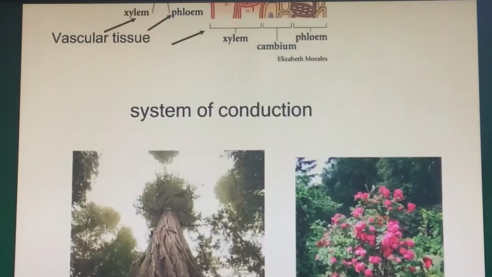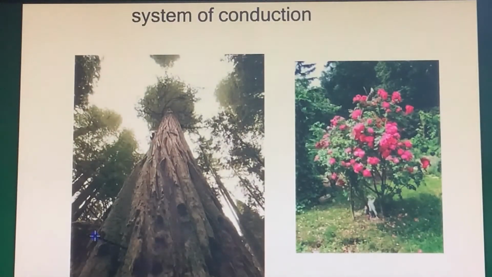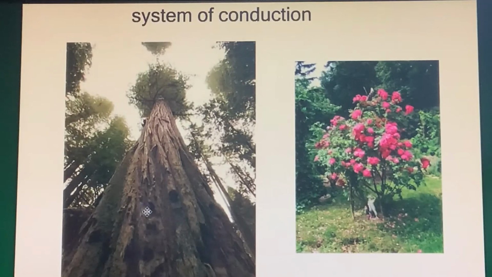Well, what do we mean? Well, here's an example. Look at this tree. Now this is an extreme example, but how do you get water to the cells at the top of that tree, since the water is down here in the ground? And how do you get food, photosynthetically derived food from these leaves up here, down to all these cells in the trunk, down to the root?